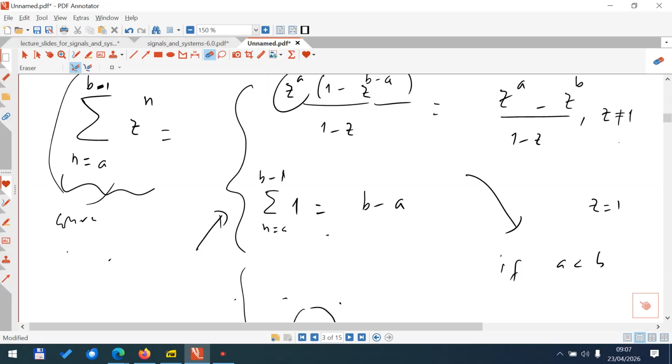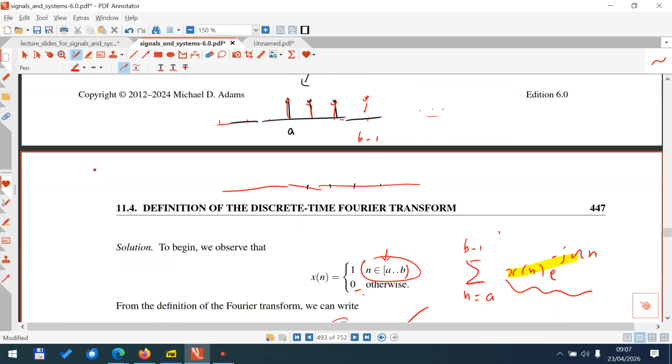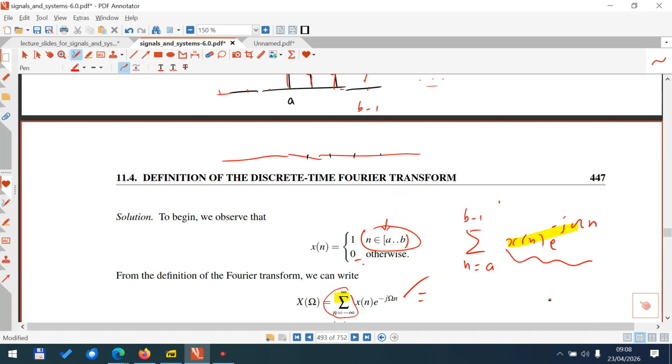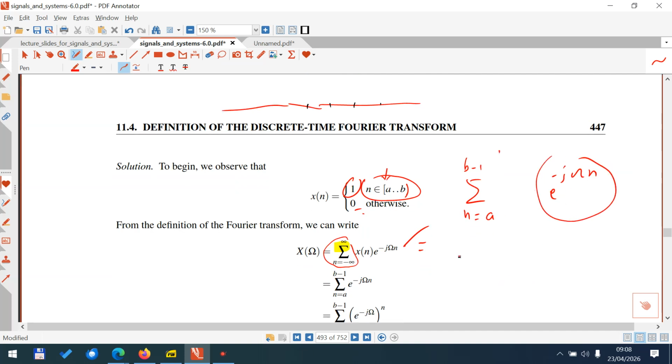So let's get back to that question now. We started with this, and now you're going to tell me what I should do with this. What is x of n in this range? 1, right? So this will be 1, right? And now tell me, how can I rewrite this to use that formula? So I have to use this, n equals a to b minus 1, and I need something raised to the nth power. What is that something?